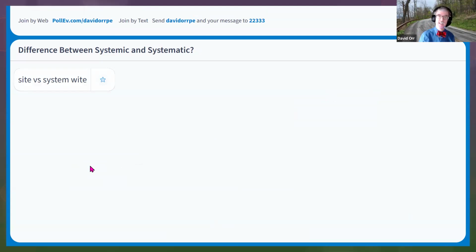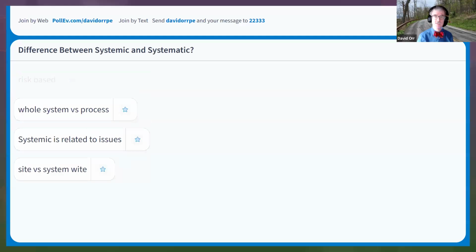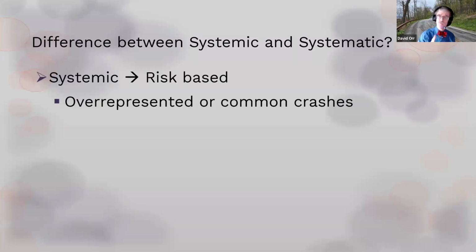Site-specific issues, risk factors versus system-wide. Yep, that's one way to think about it. Systemic, we look at the risk factors related to the issues. Whole system versus process. Okay, risk-based. Yeah. If you think about it, the systemic is risk-based.